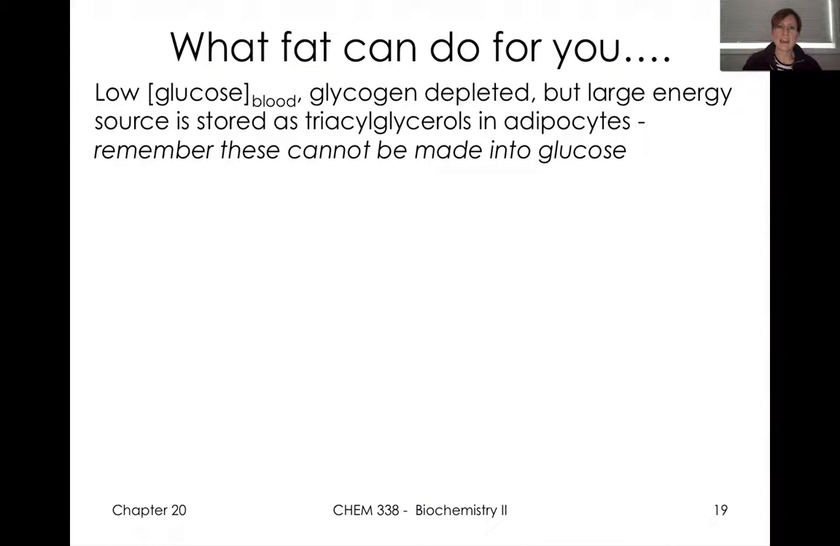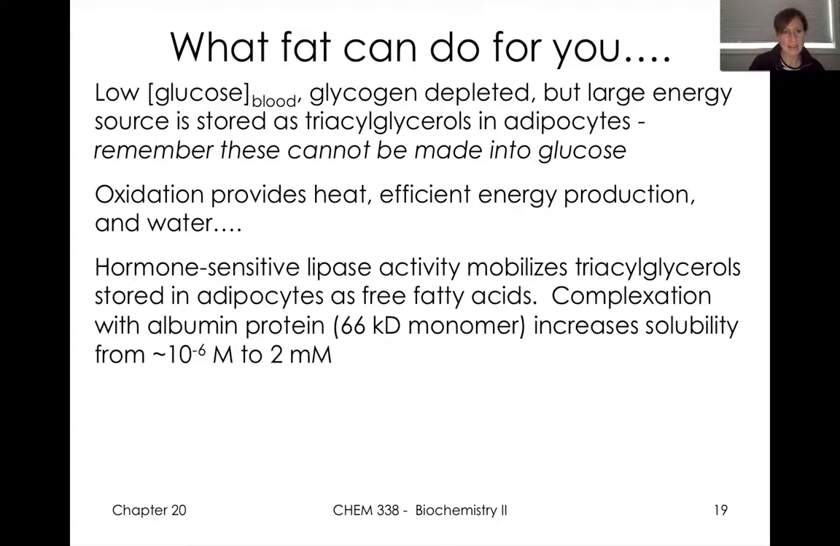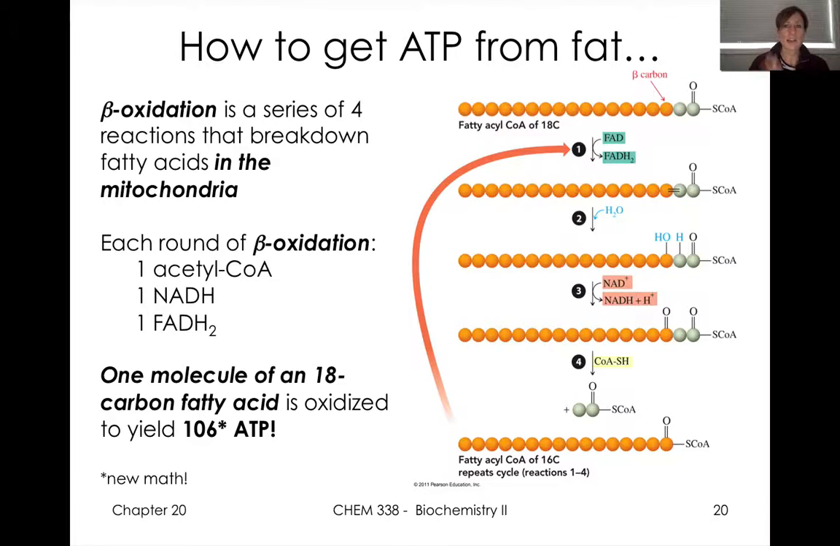So at the end of the day, fat is going to become really important because it is a very valuable fuel source. And again, if your blood sugar is low and your glycogen's depleted, you're going to tap into those triglycerides as fuel. But remember, these cannot be made into glucose. So we'll talk about how we can break these down in our next lecture. But that process again is called beta oxidation.